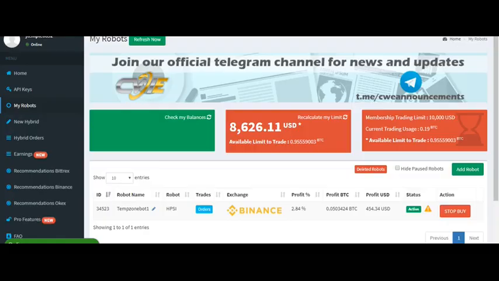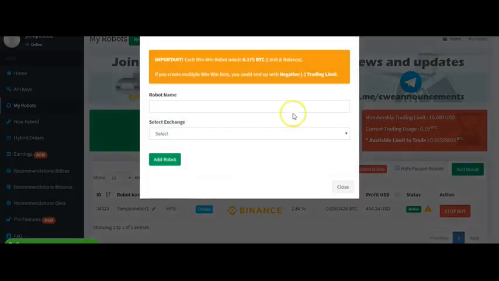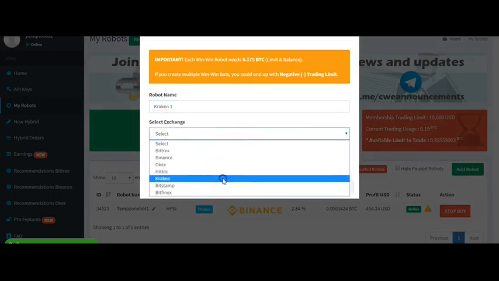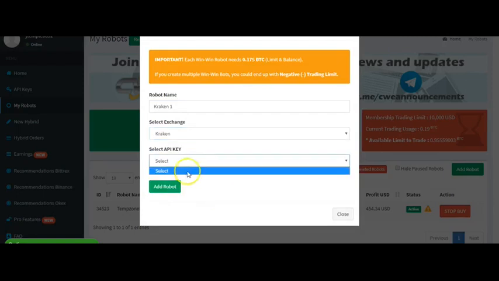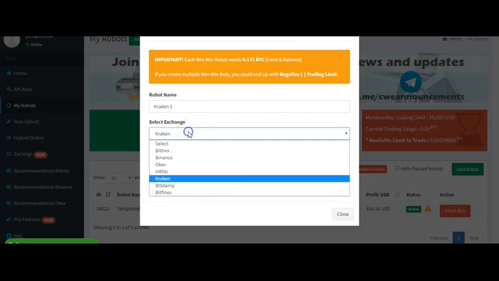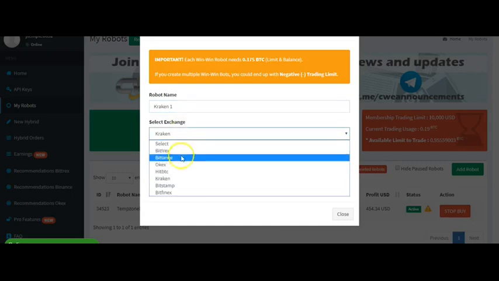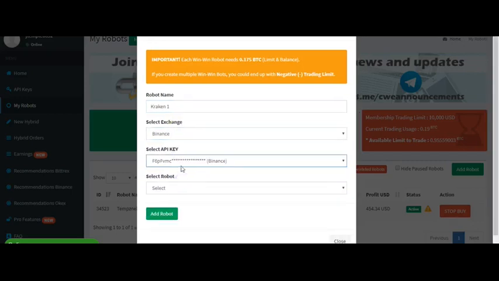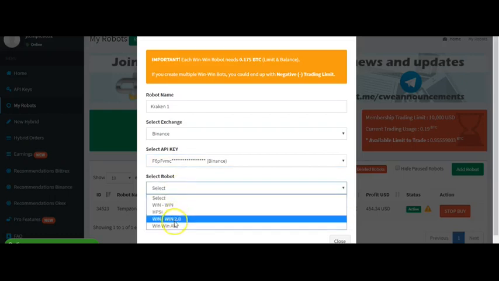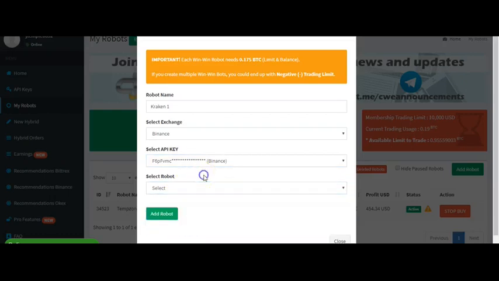So all we have to do is log in, click My Robots, click Add Robot, and then we're going to do Kraken 1. We just click Kraken, then we select the Kraken API key. Now I don't have a Kraken account, so it's not going to go further for me. However, I do have a Binance account, and if I use my Binance API, it'll show up as the same thing. So if you use Kraken, this is what the next one is.